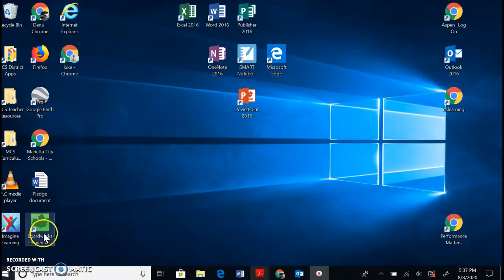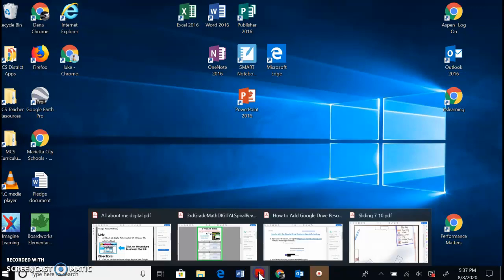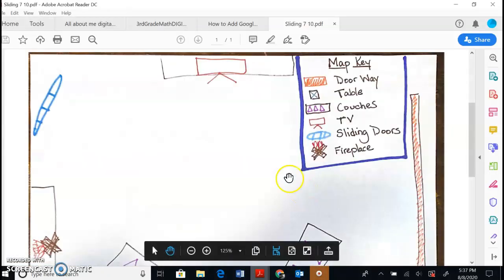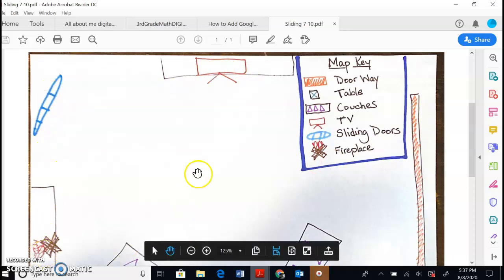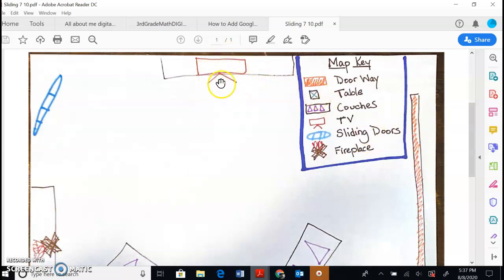Let me show you an example. I made one for you. This is a map of my den. Notice that I haven't written words on each one of the things that I drew. For example, I drew a symbol or a picture here, and over here in the map key, I drew the symbol again, and I told you that meant that's what my TV was.